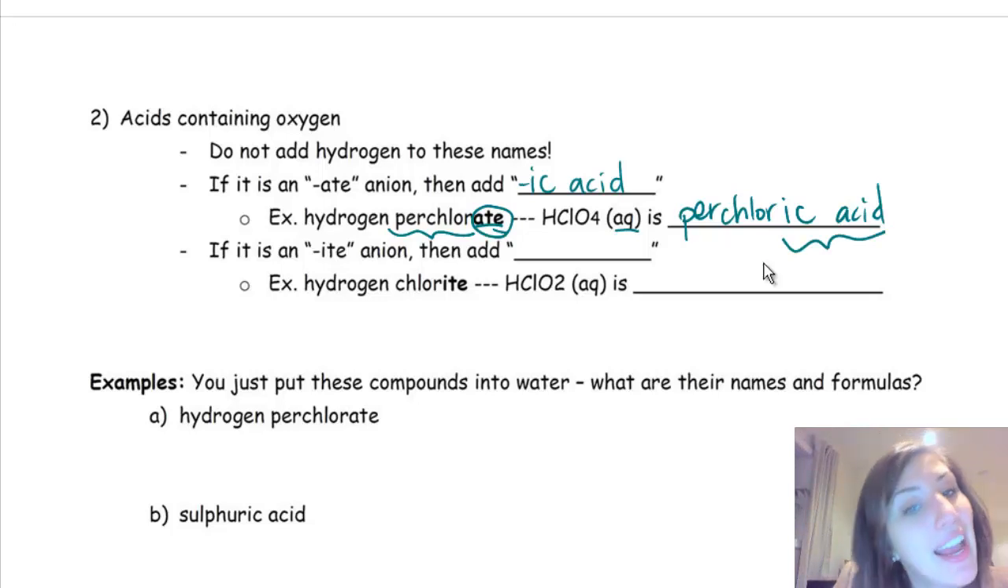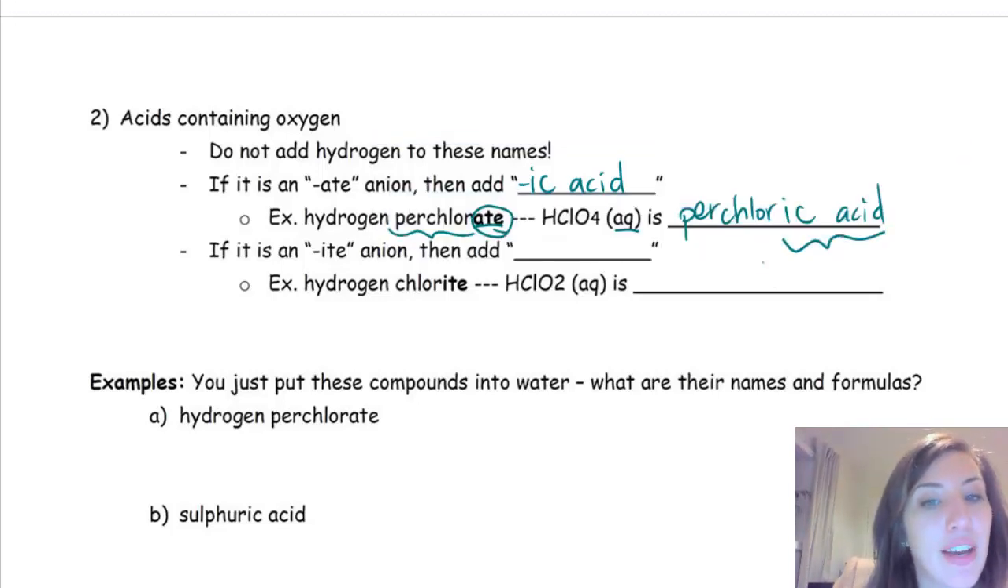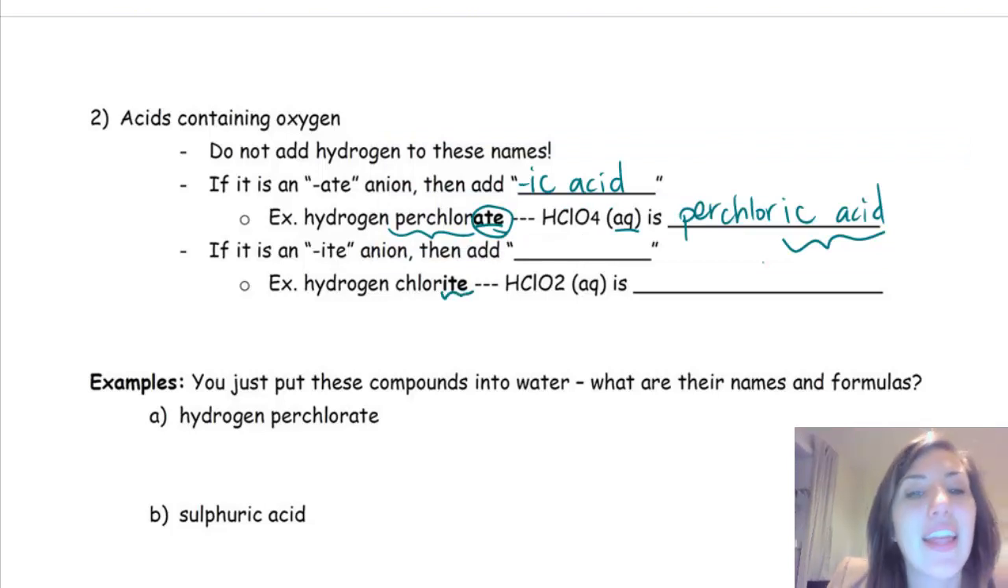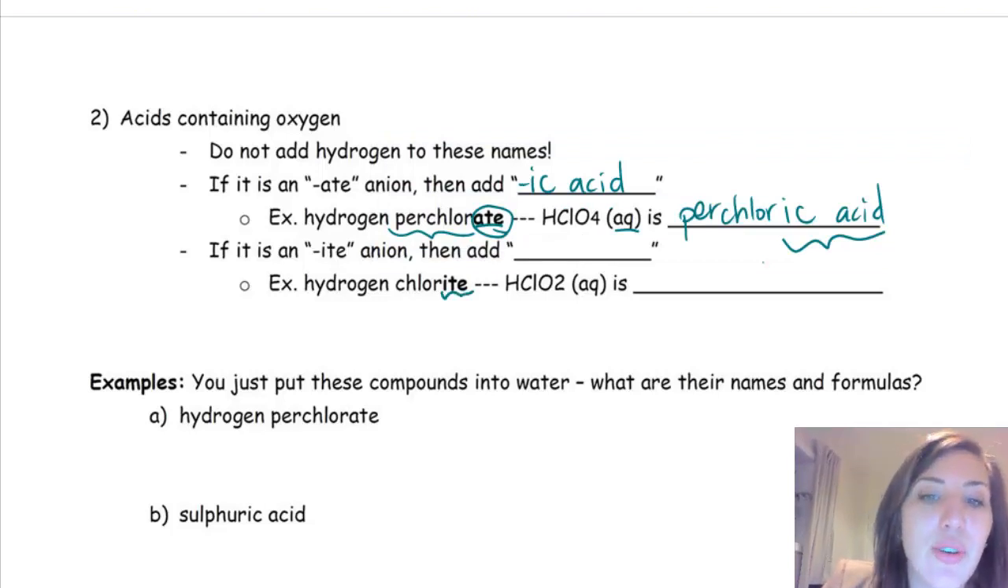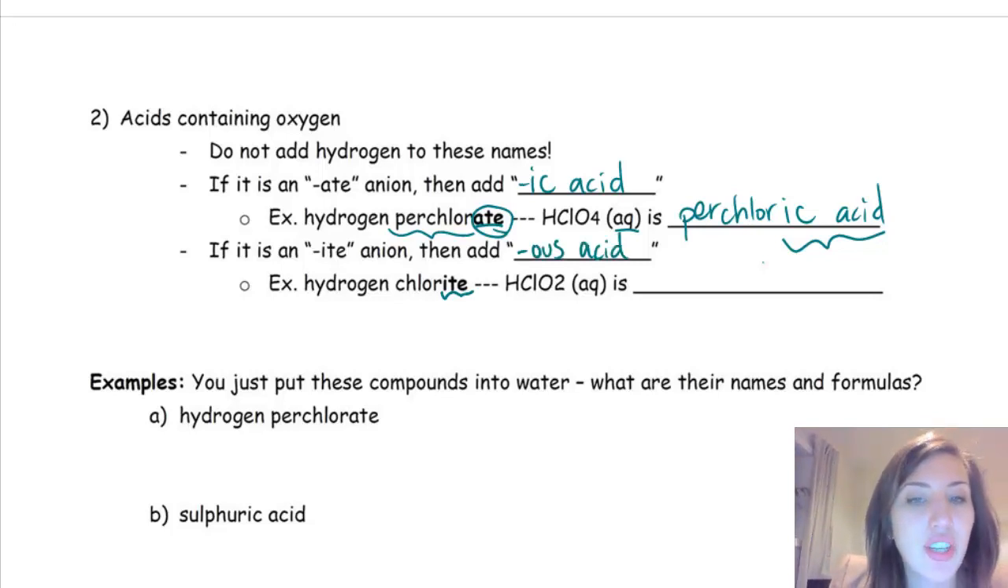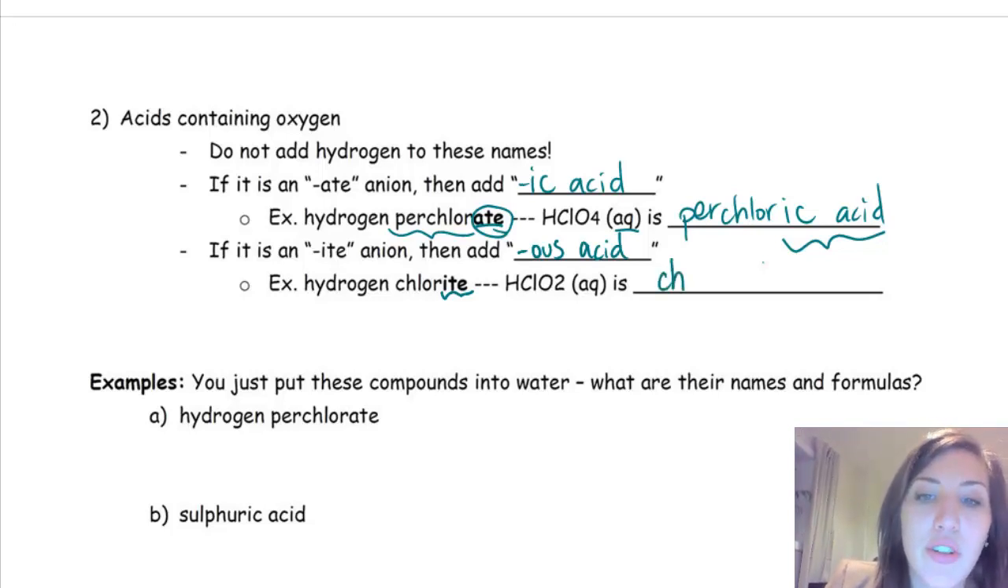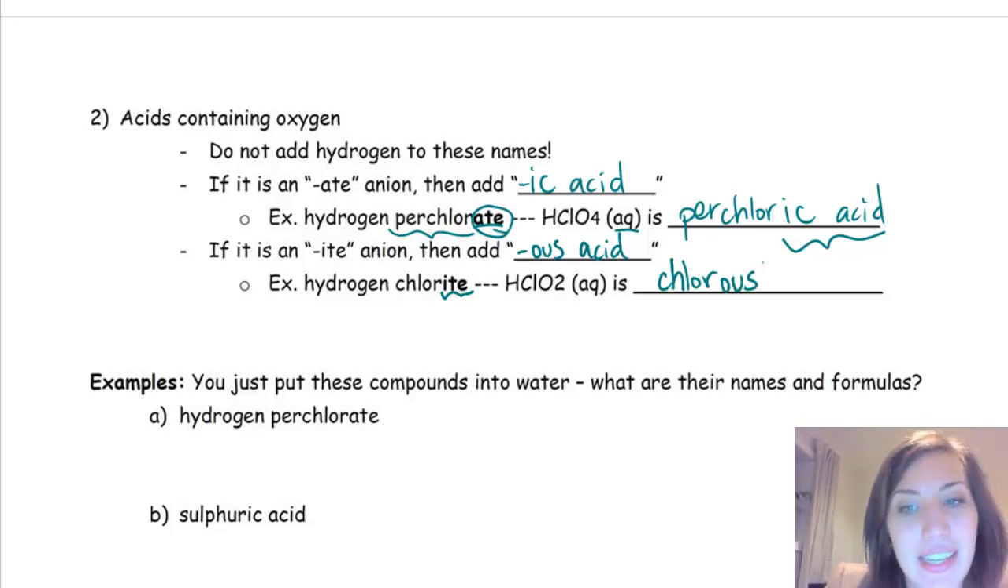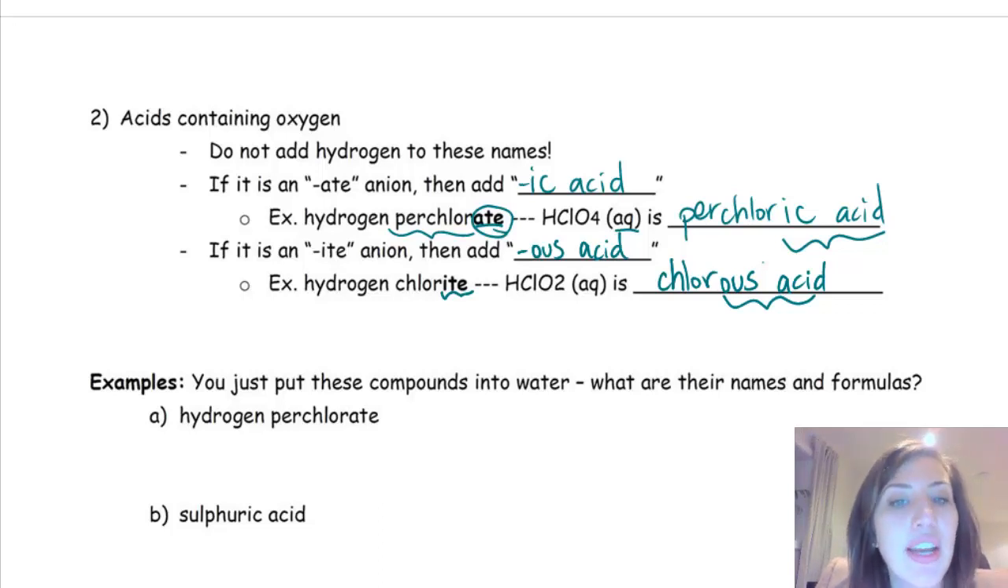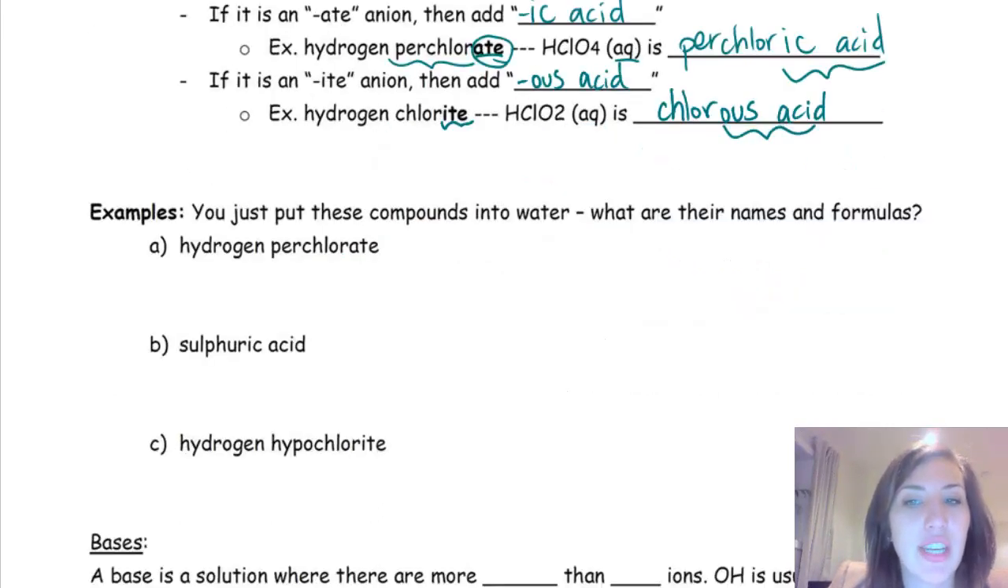Now if you have an ite, for example, hydrogen chlorite, then you're going to change that ite instead to ous acid. Now hydrogen chlorite, you do not add the hydro, so you just put the root part first, chlor. Now instead of ite, you're going to put chlorous acid. So this is the new part here, the ous acid. The chlor part is the root word. Don't keep the hydrogen if there's oxygen in your acid. So that's tricky, so let's try a couple.